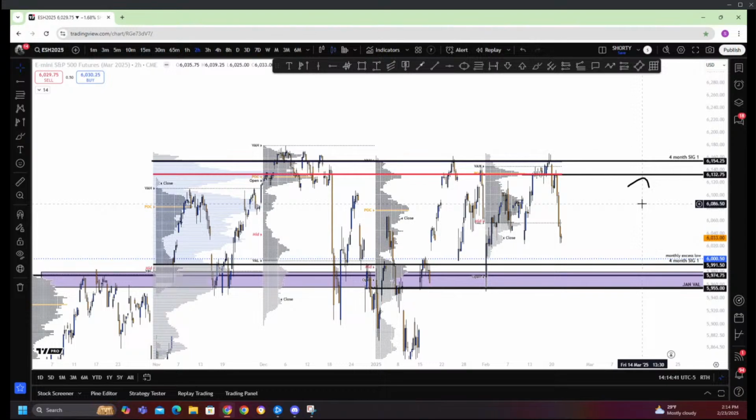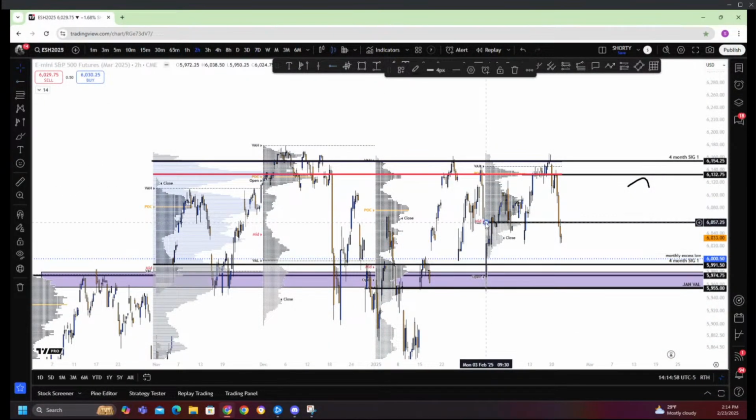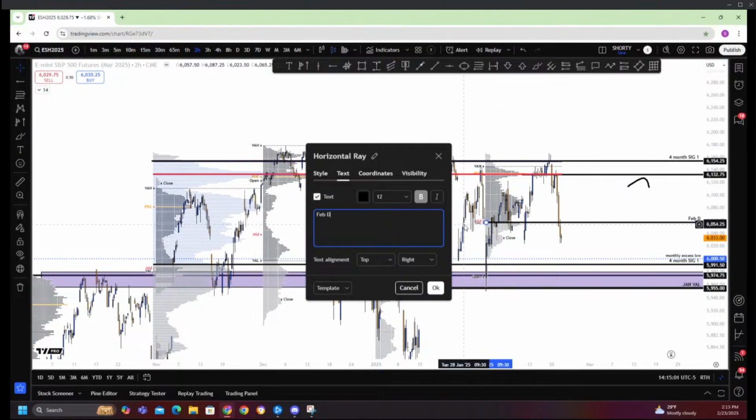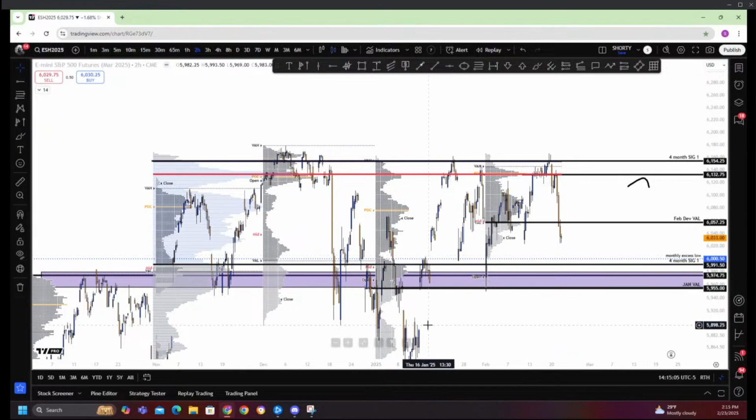Can I make any levels here that they need to reclaim based off of monthlies, or do I need to go lower time frames? Lower time frames. Why not look at lower time frames? I would just mark this level here, which is, for now, the Feb Dev value area low, and we only have 1 week left. It's at 57.